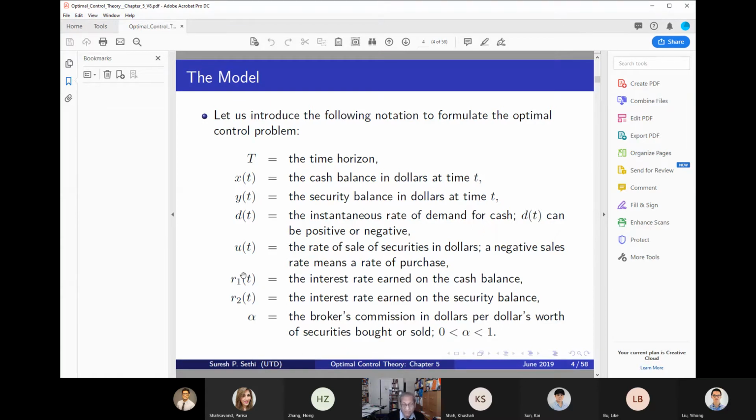It's just to make it a more complicated control problem, because usually you don't always know what the rate would be forever. You have to have some stochastic stuff in there. R2T is the interest rate earned on the security balance, which is a bond in this case.